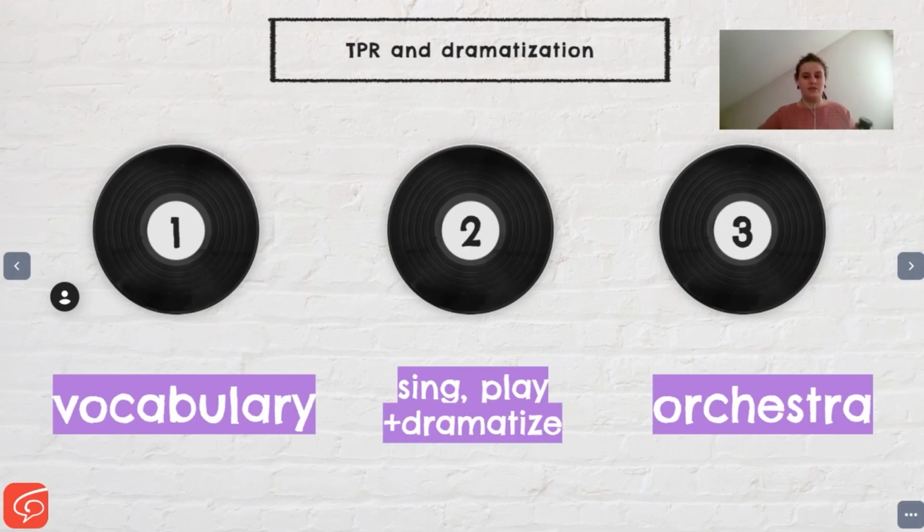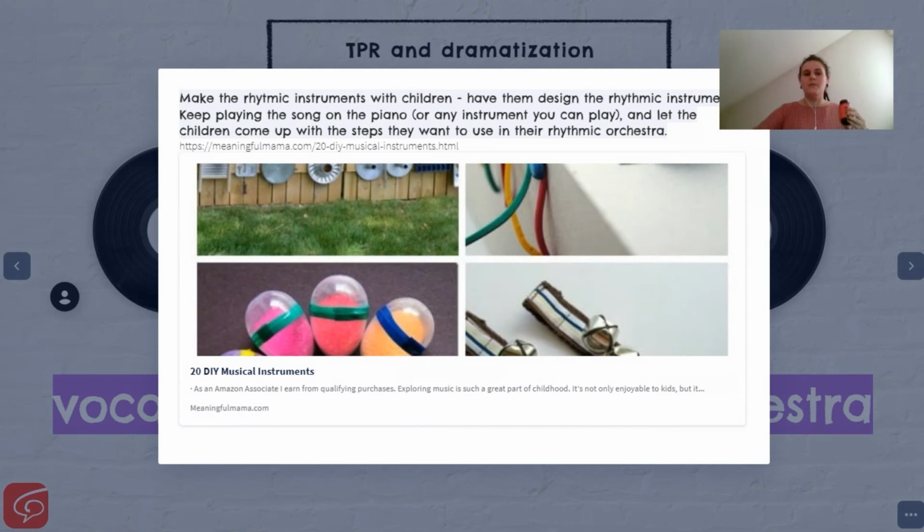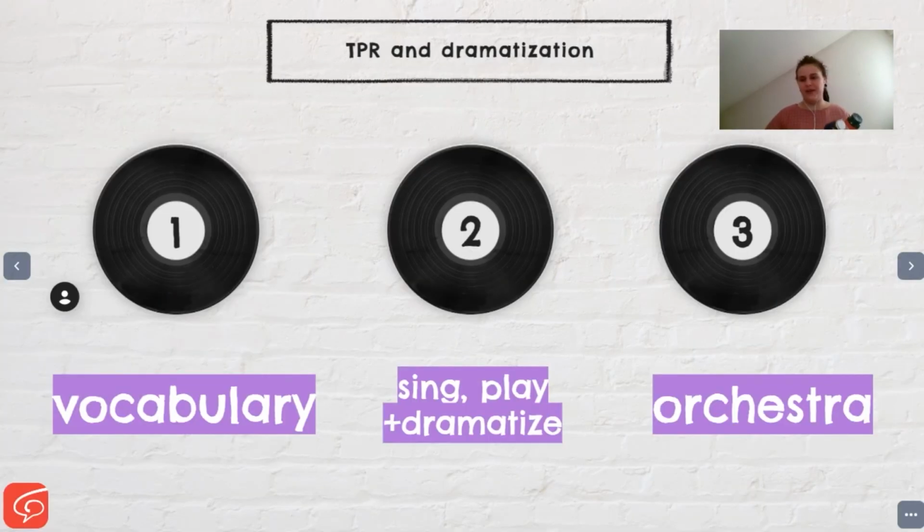Now, I already explained, this is the orchestra. How do we do it? Make the rhythmic instruments. So it can be anything. You have a link here, and we're also going to share it in the live section. You can do anything. If you can play the piano or anything, you just keep playing as they do it. So you just keep playing your piano.